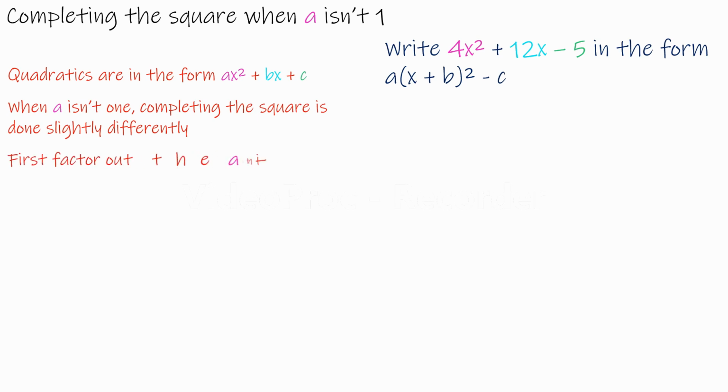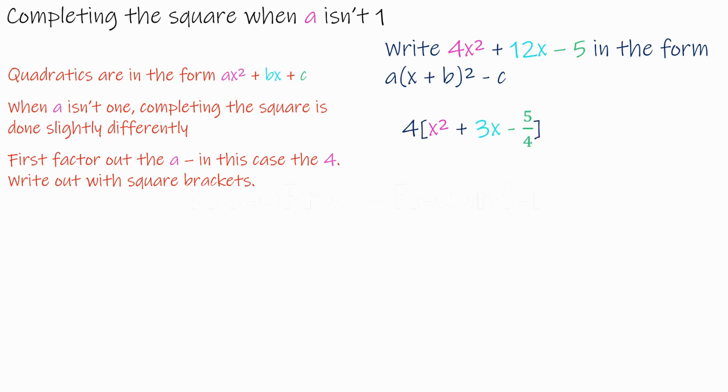So, first of all, we need to factor out our a. In this case, we have the 4. And then we're going to write this out with square brackets. So, as you can see, we have 4, and then we start our square brackets, x squared plus 3x minus 5 over 4. All I have done is divided everything in the quadratic by 4. 4x squared divided by 4 is x squared, 12x divided by 4 is 3x, and then I've left 5 over 4 as a fraction as it's just easier to work with.